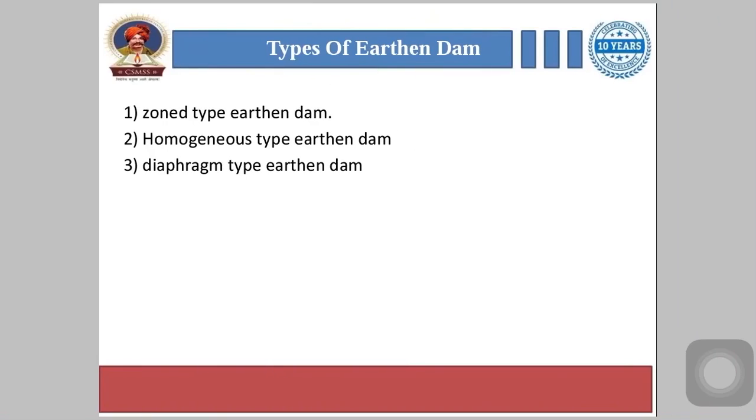Now, let us see the types of earthen dams. There are 3 types. The earthen dams can be of the following 3 types. The first one is the zone type earthen dam, then the homogeneous type earthen dam and the diaphragm type earthen dam.